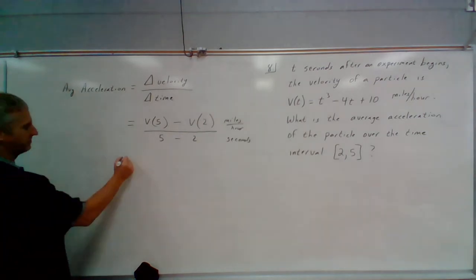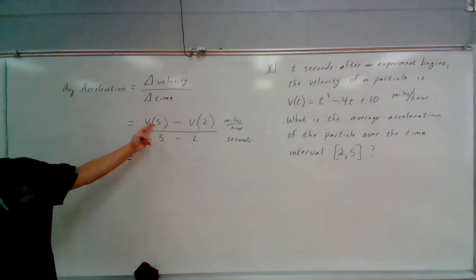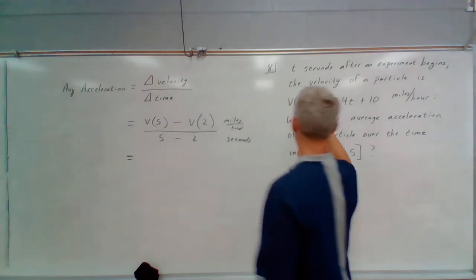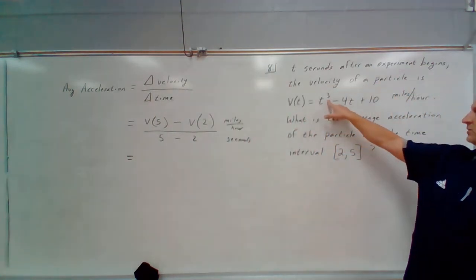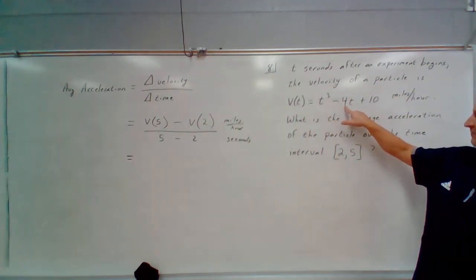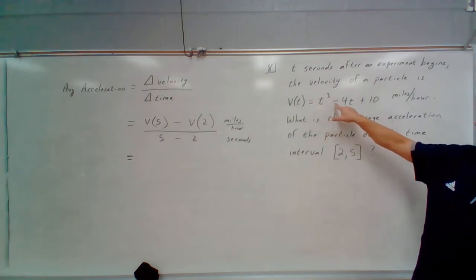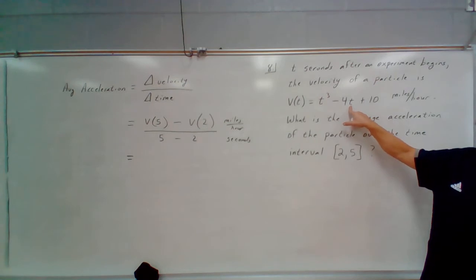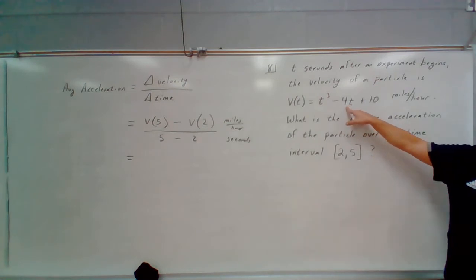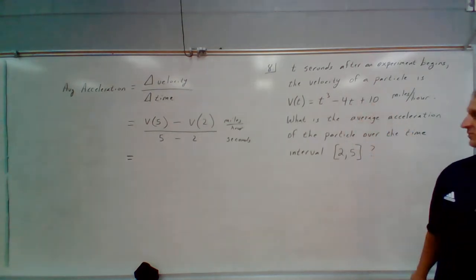All right, so now it's just a matter of plugging in numbers. V of 5. So if I plug 5 in here, 5 to the third is 125. 4 times 5 is 20. 125 minus 20 is 105. 105 plus 10 is 115.